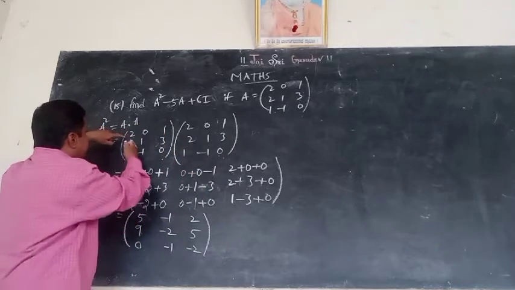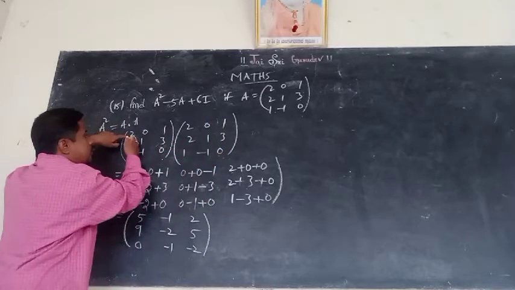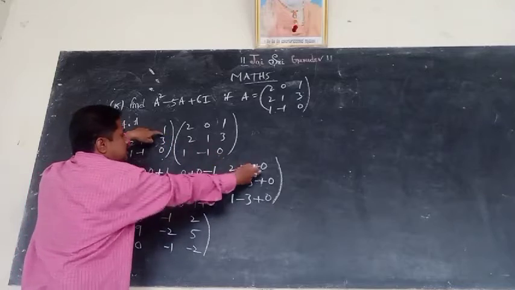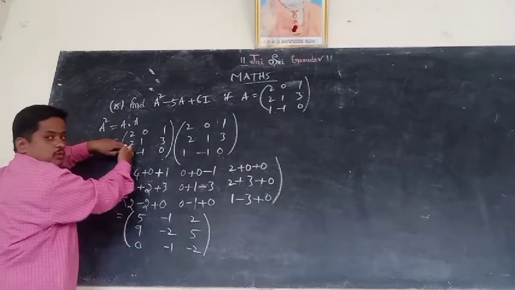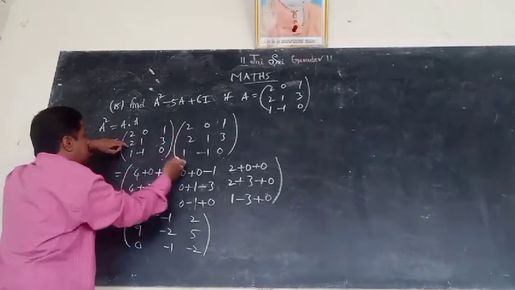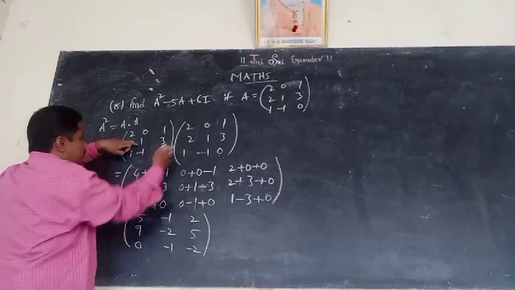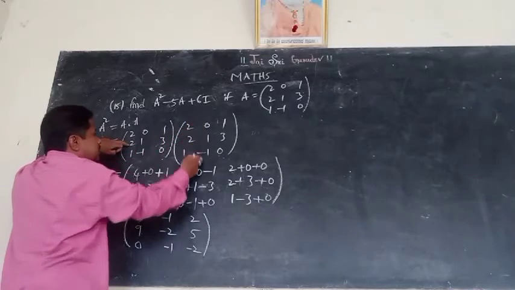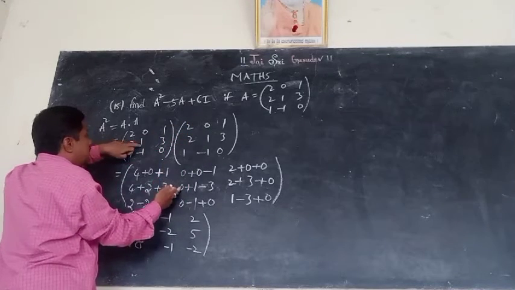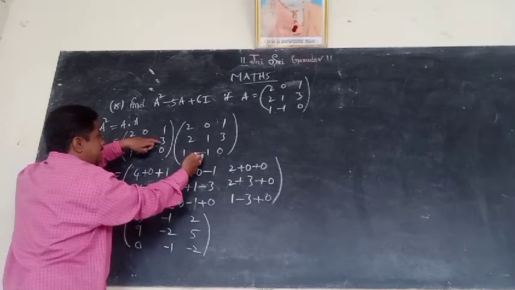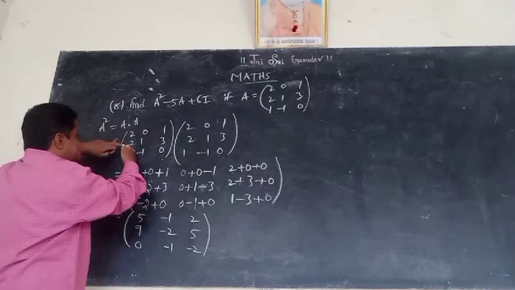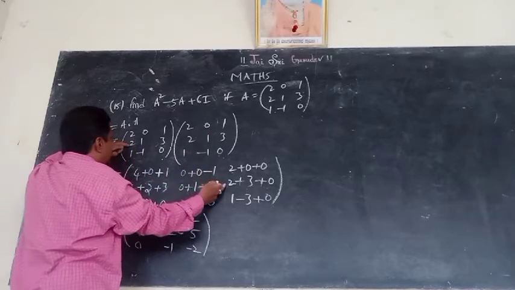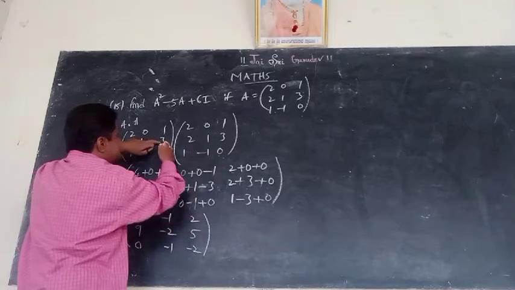Next, first row, third column: 2 into 1, 2; 0 into 3, 0; 1 into 0, 0. Okay? Next, let's shift to the second row. Second row, first column: 2 into 2, 4; 1 into 2, 2; 3 into 1, 3. Second row, second column: 2 into 0, 0; 1 into 1, 1; 3 into minus 1, minus 1. Second row, third column: 2 into 1, 2; 1 into 3, 3; 3 into 0, 0.